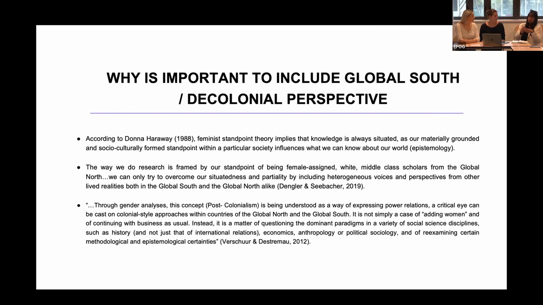So in order to avoid that, to create more objective knowledge in economics, it's important to consider others' visions. Also, if we want a broader feminism included in economics, maybe going further, also in the case of the LGBT community.